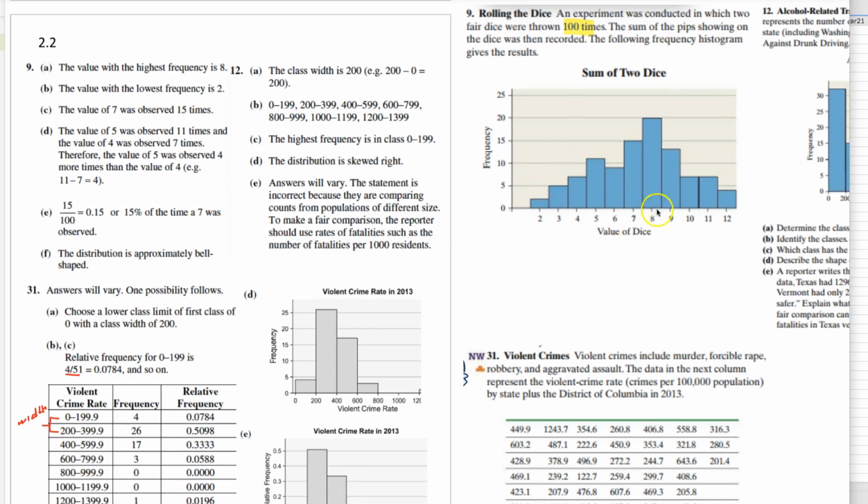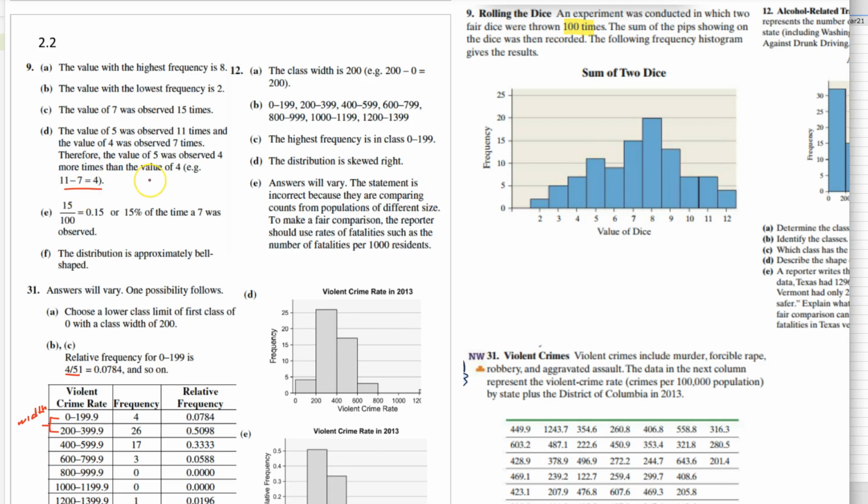The value of 5 was observed 11 times, and you can see 4 is 7. And so then you can kind of see, we can compare this, it looks like 5 was observed 4 more times, 11 compared to 7. You can see your answer there.